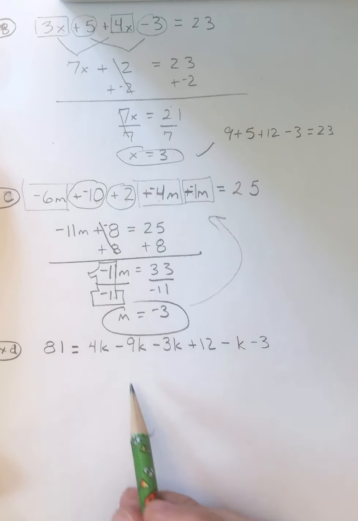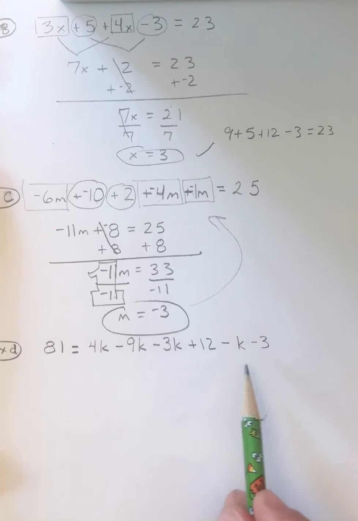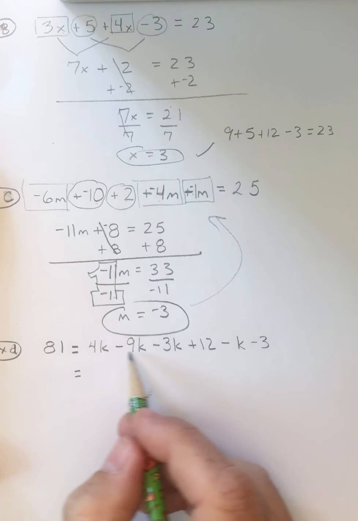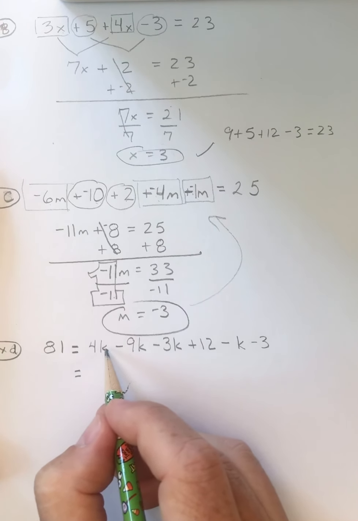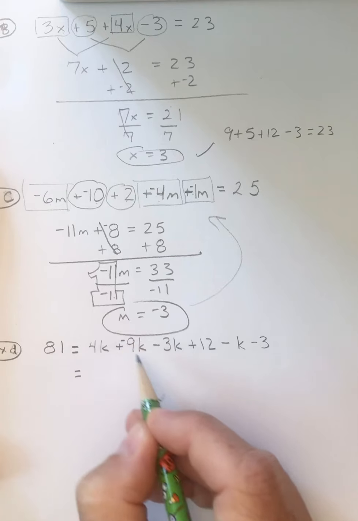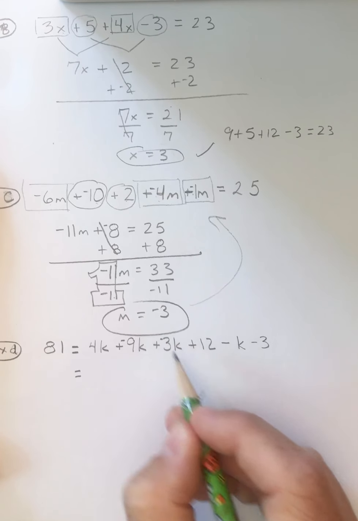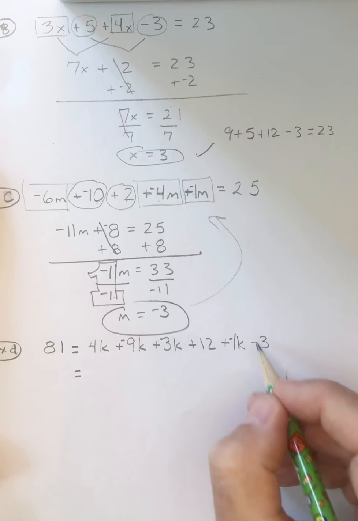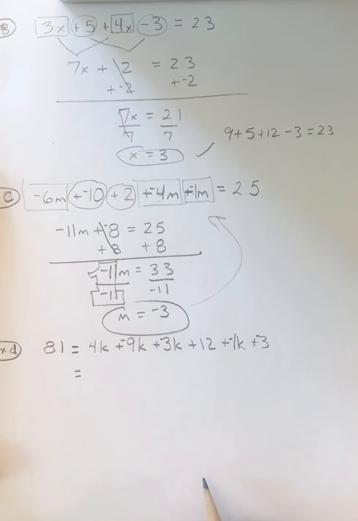All right, I put the variables on the right-hand side. Some of you guys are patently uncomfortable with this, but we're going to do it anyways. So I'm going to change these all to additions in here. So this is adding negative 9k, adding negative 3k, adding negative 1k, and adding negative 3.